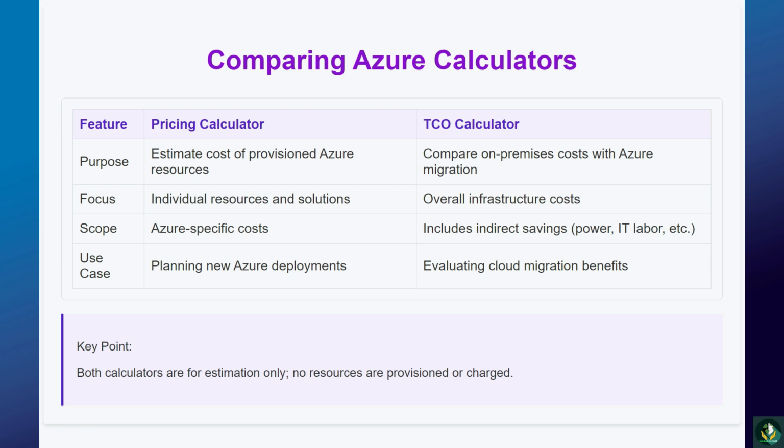They're designed to give you a clearer picture of potential costs to aid in your planning and decision-making processes. When planning your Azure strategy, consider using both calculators in tandem. Start with the TCO calculator to evaluate the overall financial impact of moving to Azure. Once you've decided to proceed with Azure, use the pricing calculator to get more detailed estimates for the specific resources and solutions you plan to implement.